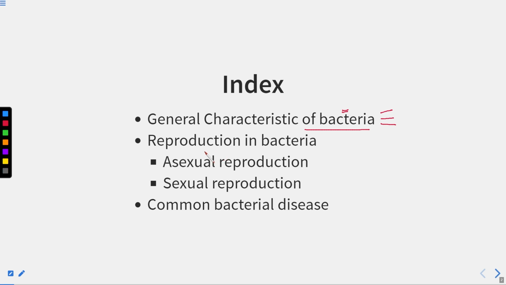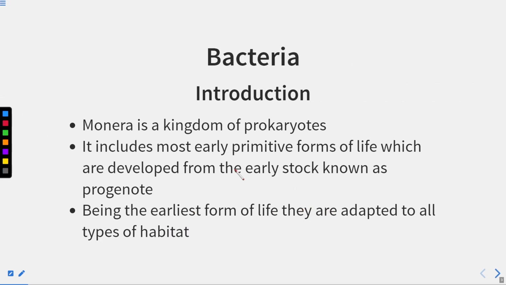And also we are going to study reproduction in bacteria. There are two general types of reproduction that we can see in bacteria, that is asexual reproduction and sexual reproduction. Okay, so that we are going to study here. And also we will see some common bacterial diseases, right? Bacteria cause disease in plants and animals. Since we are studying the agriculture part, we will focus basically on the common bacterial diseases that occur in plants. Okay, so let's start the session.